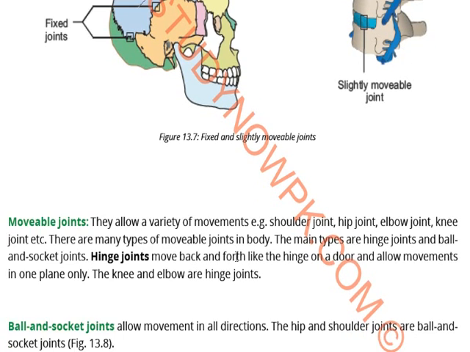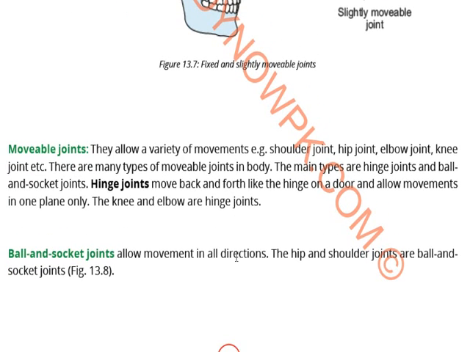Then come the movable joints. They allow a variety of movement. For example, the shoulder joint can be moved in a circular motion. The hip joint cannot be moved in a circular motion. It can just be moved forward and backward. And the elbow joint also.